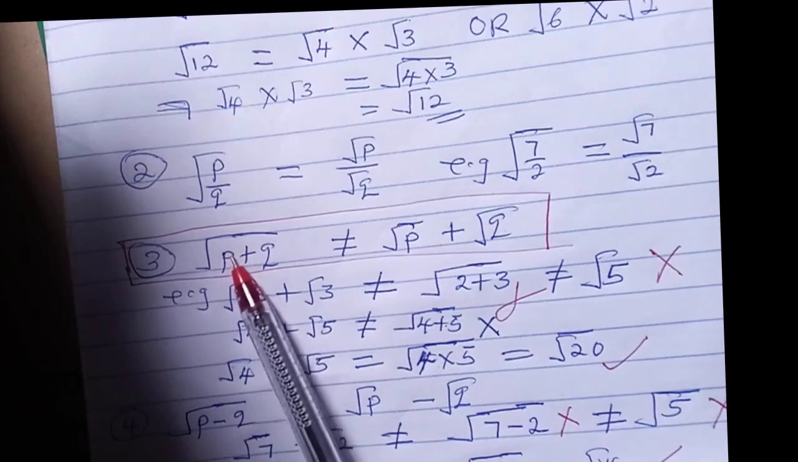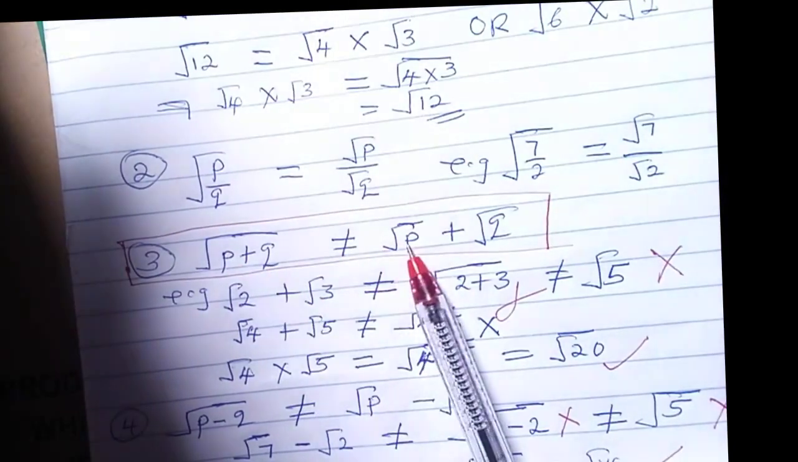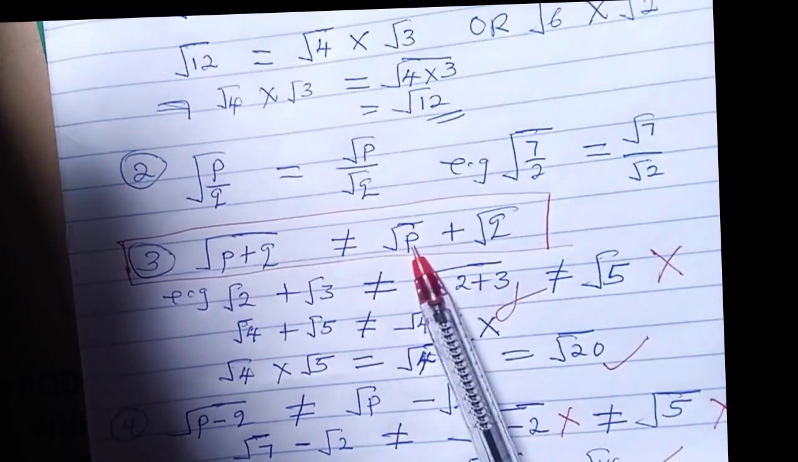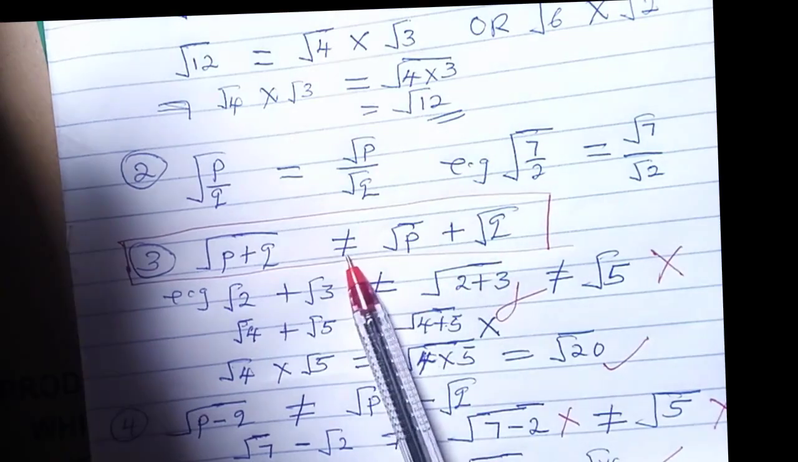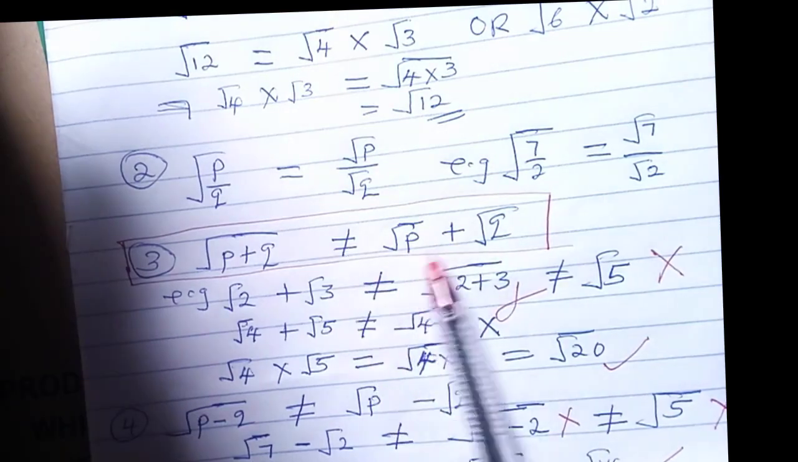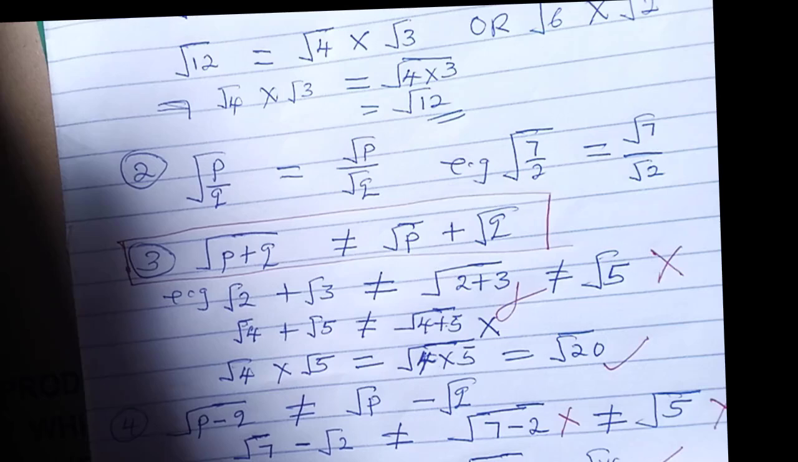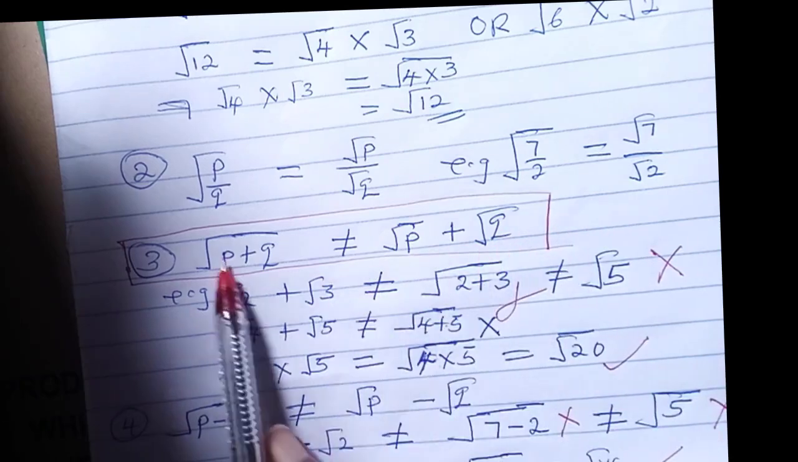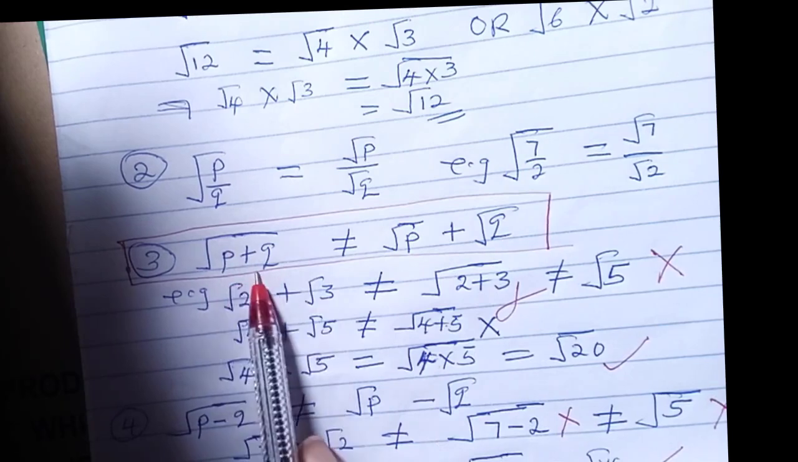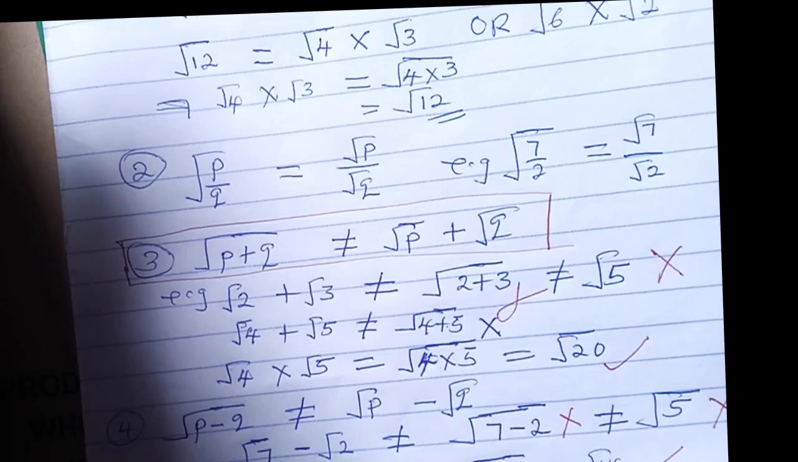So when you have root of p plus q, it cannot be equal to root p plus root q. This symbol means is not equal to. So the reverse is the case. If you also have root p plus root q, it is not equal to root of p plus q combined together. So take note. These are the rules that govern the operation of surds.